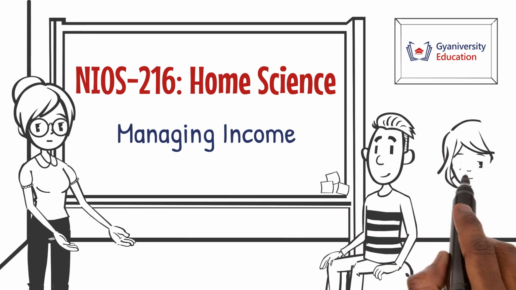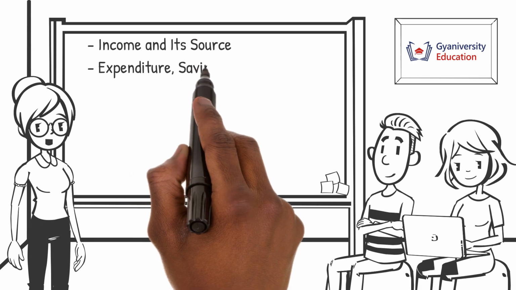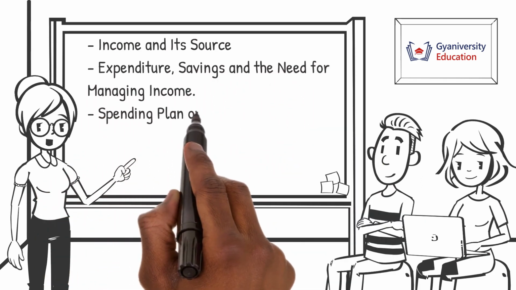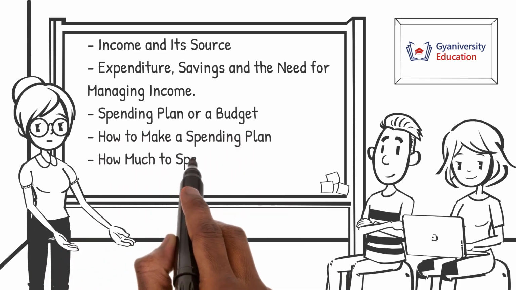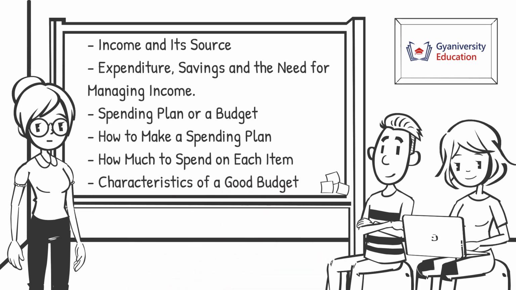In this lesson, you will learn about income and its source, expenditure, savings and the need for managing income. You'll also learn about what is a spending plan or a budget, how to make a spending plan, how much to spend on each item and characteristics of a good budget.